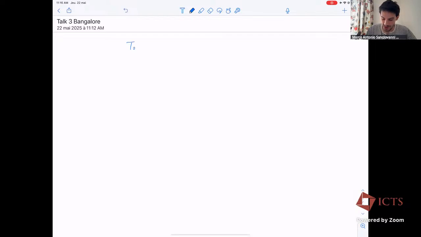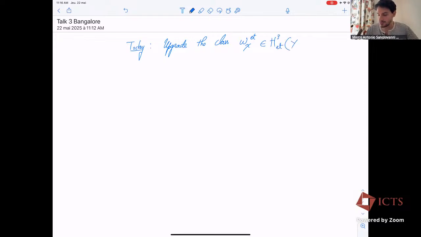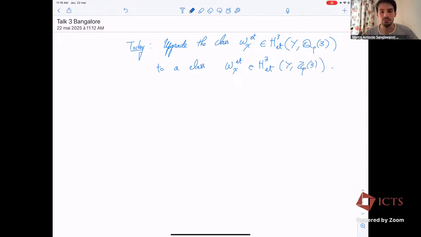So for today's talk, we're going to, as I said yesterday, upgrade the class that we built in the last lecture, which I denoted by omega chi et al. Y is a Siegel threefold with appropriate level structure, with coefficients in QP3, to an integral class. So I will denote it by the same symbol: H3 et al. of Y with ZP3 coefficients. Okay, so this is the objective of today.